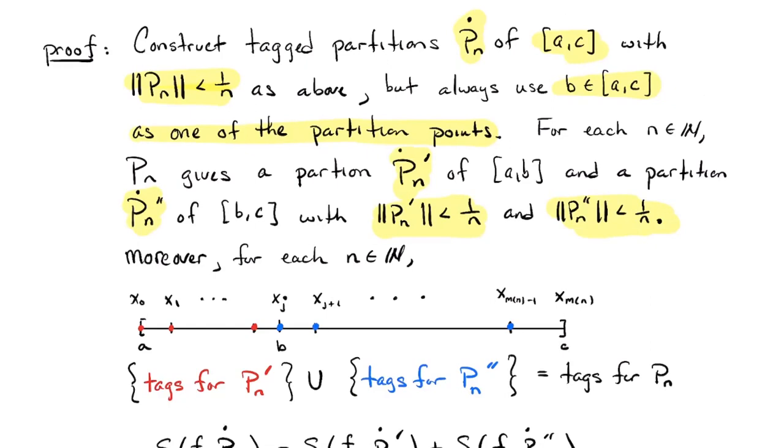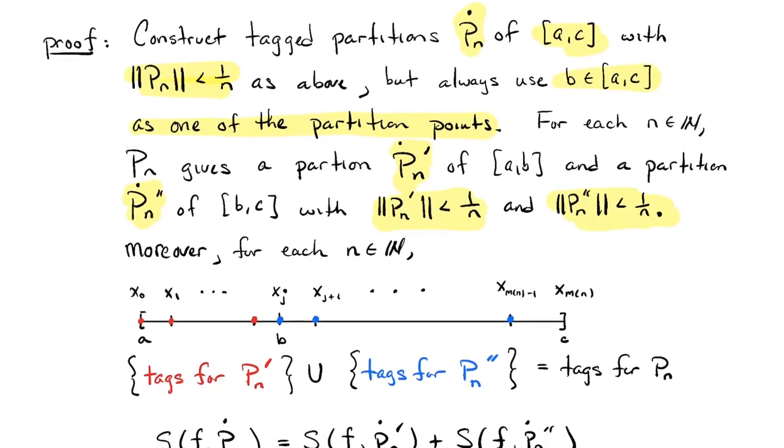So look at the picture down here. I've got the interval from a to c, and I've partitioned it into this P sub n, and I'm picking the left endpoints as the tags. So what I'm saying is, since I'm always assuming that b is one of the partition points, then some of those subintervals are going to be in the interval from a to b, and I've highlighted in red here the tags that I'll use.